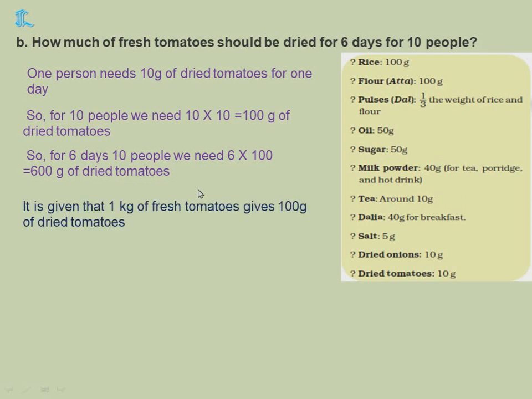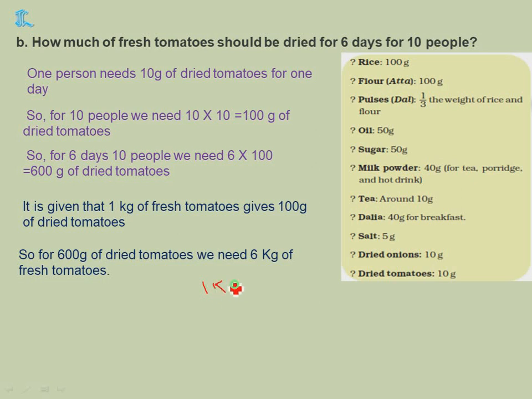And it is already given before that if you take 1 kg of fresh tomatoes, you will get 100 grams of dried tomatoes. So if you want 600 grams of dried tomatoes, that is multiplied by 6. Then how much fresh tomatoes you have to take? 6 kg. Understood, children? This is simple. First you see what is given for you. If you take 1 kg, you will get 100 grams of dried tomatoes.